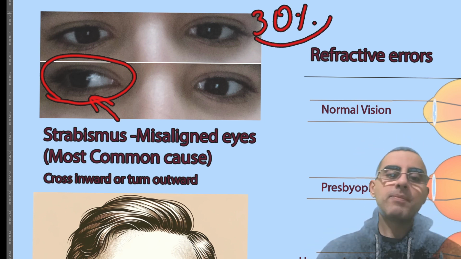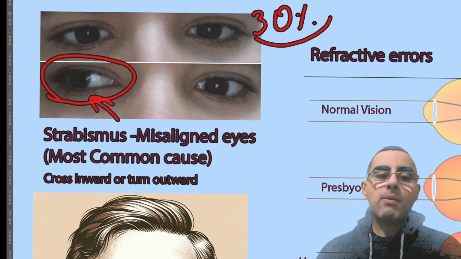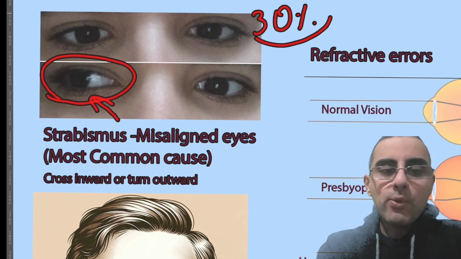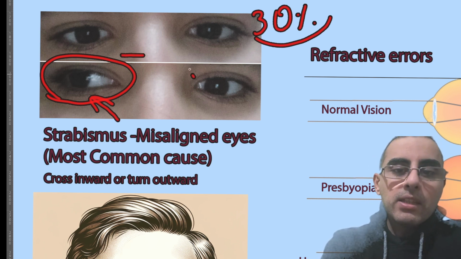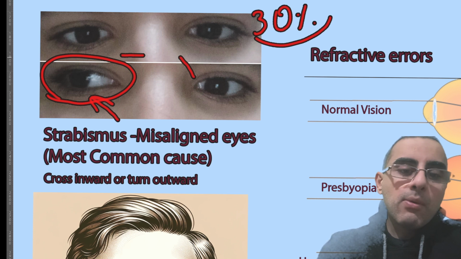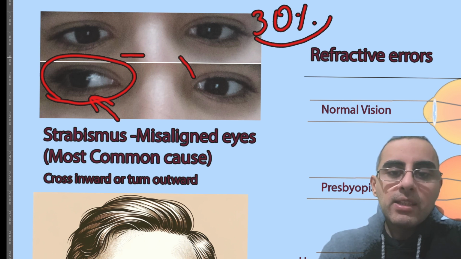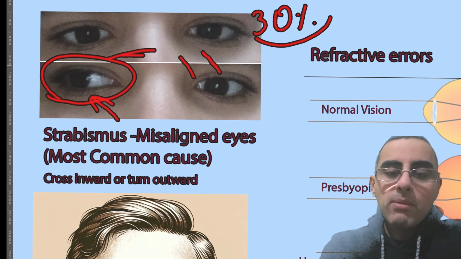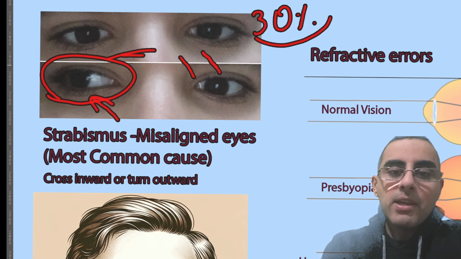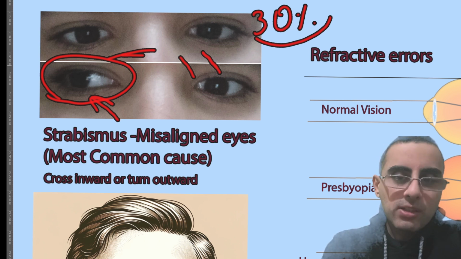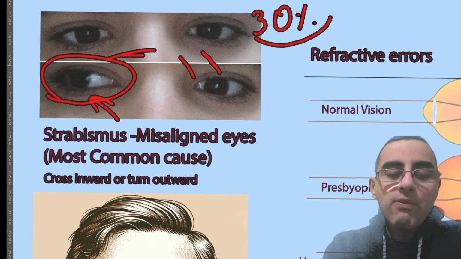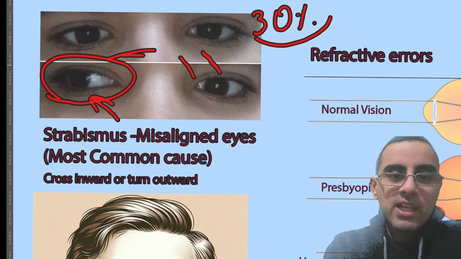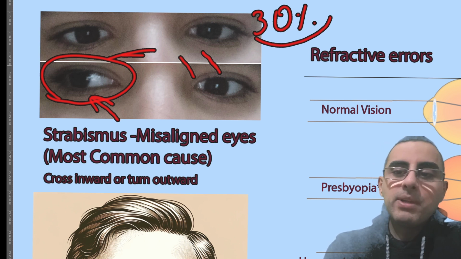Why does it happen? It happens because our brain gets information from both eyes, and when one eye is misaligned, the brain tries to ignore information from the misaligned eye and get information only from the normal and dominant eye to avoid double vision. That's why it's actually a compensatory mechanism. That's why we have amblyopia.